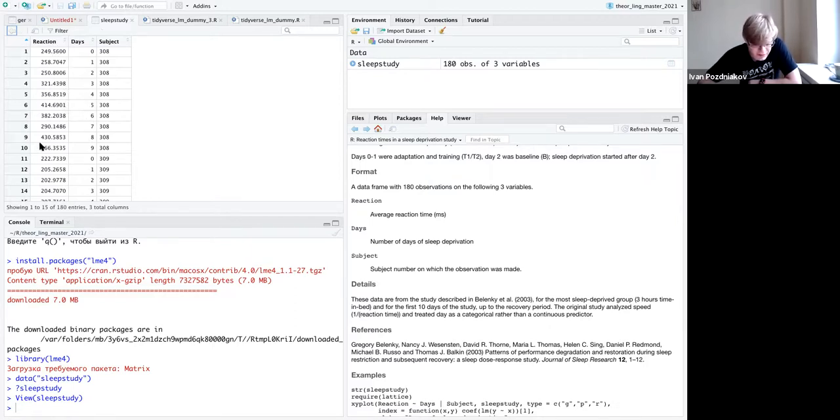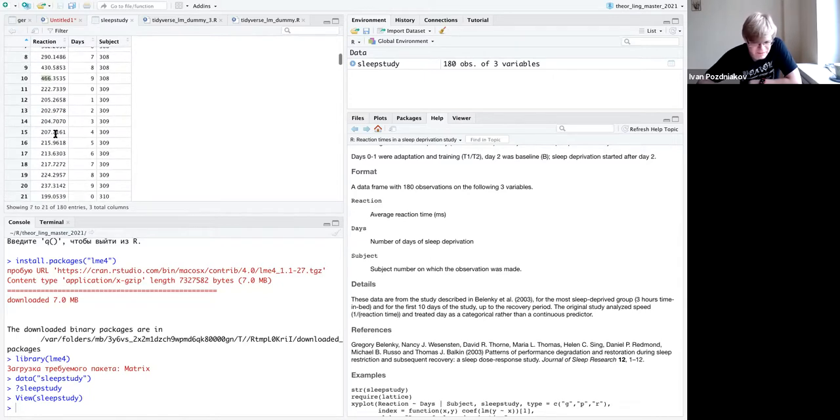So you can see from the data that for a particular subject, reaction time really increases. It starts with 250 or something like that, and then after some days, it goes up to almost 500 milliseconds. So it's really high reaction time. It's like you have some stimulus and then, yes, I press the button.